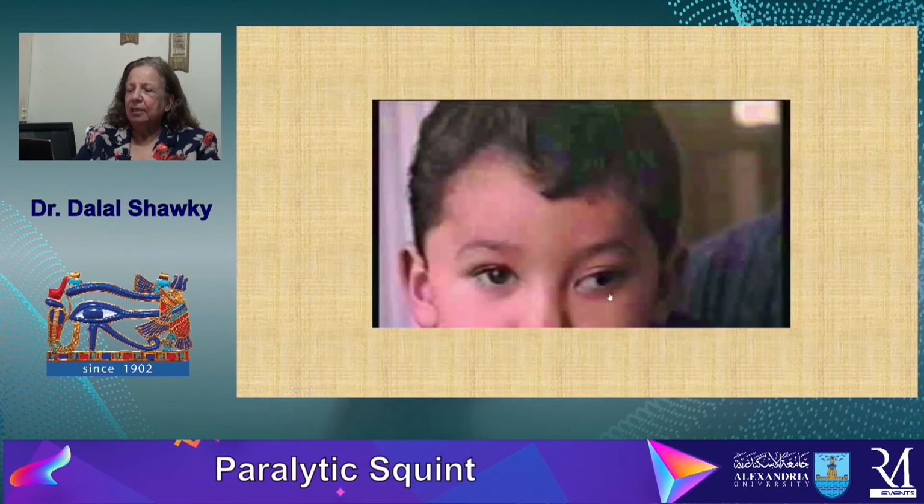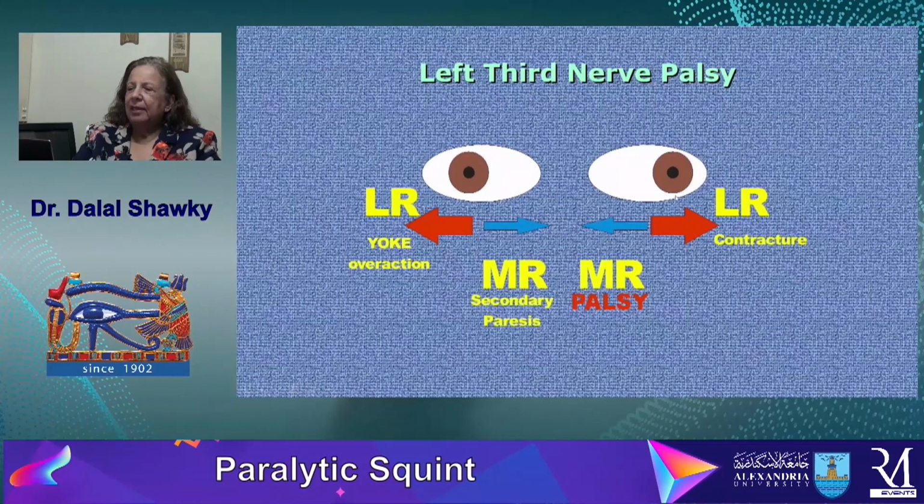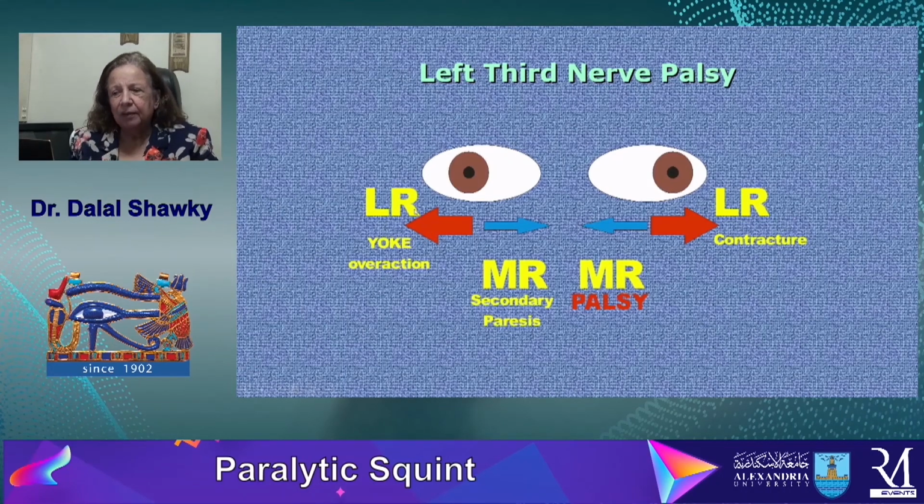Here in this child, having partial ptosis, the eye abducted and slightly depressed due to oculomotor paralysis. And here we studied the changes that occurred. Paresis of the major rectus is accompanied by contracture of the direct antagonist, which is the lateral rectus of the same eye, and that is why the eye is abducted here. And the paresis of the major rectus here is accompanied by overaction of the yoke muscle, which is the lateral rectus of the other eye.